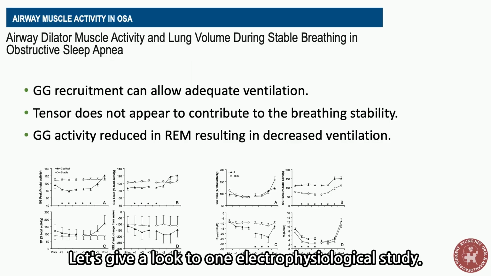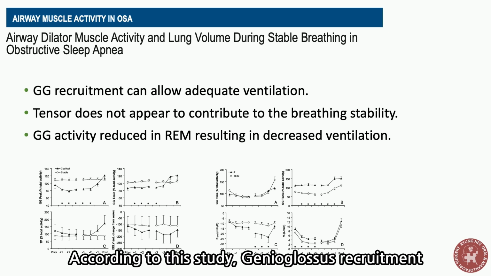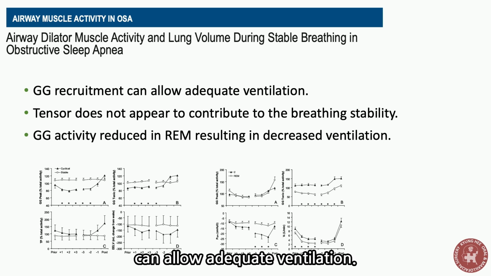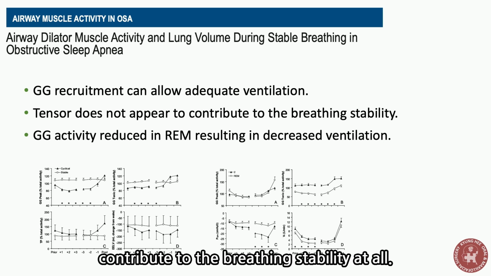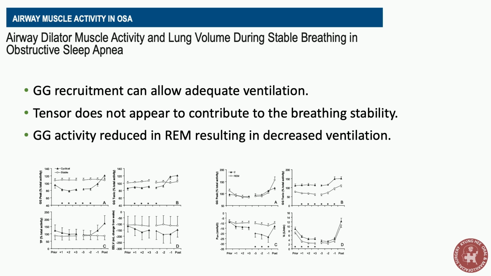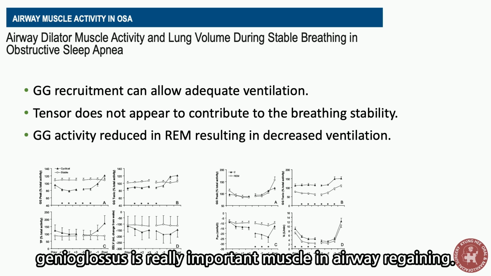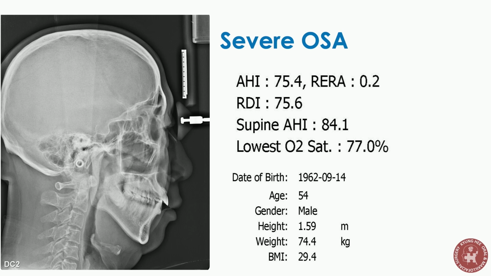Let's take a look at one electrophysiological study. According to this study, genioglossus recruitment can allow adequate ventilation, while tensor does not appear to contribute to breathing stability. So, according to this study, genioglossus is a really important muscle in airway regaining. Let's look at this case.